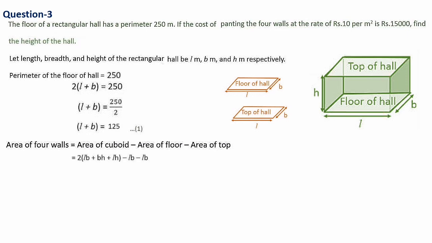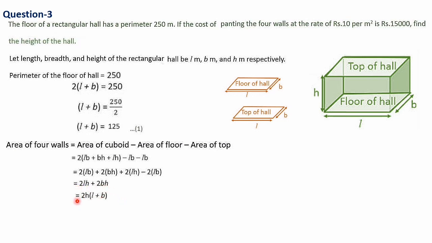The area of the cuboid formula is 2 into (LB plus BH plus LH). The area of the floor is L into B, and the area of the top is also L into B. Let's remove the bracket: 2LB, 2BH, 2LH, minus LB, minus LB. Here minus LB minus LB means minus 2LB, so minus 2LB plus 2LB is gone. So 2 into (LH plus BH) is left. From here H and 2 we can take common, so 2H into (L plus B).